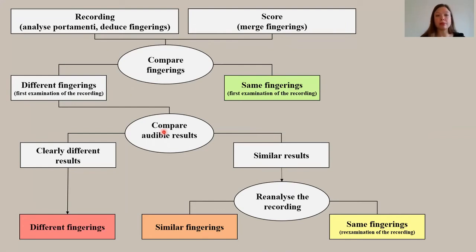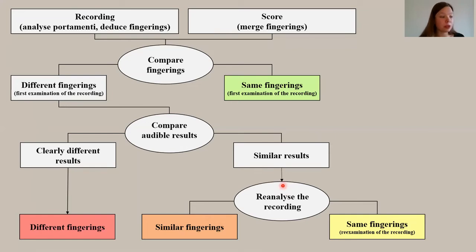If different, I continued the investigation. This time I compared the audible results. I experimented with the fingerings from the score on the violin to see if a result similar to the one recorded by Ysaÿe could possibly be achieved using them. If not, then Ysaÿe has clearly used different fingerings from Annotated. If yes, I came back to Sonic Visualiser to reanalyze the recording.